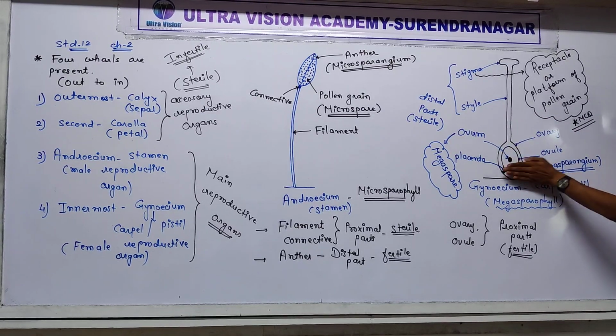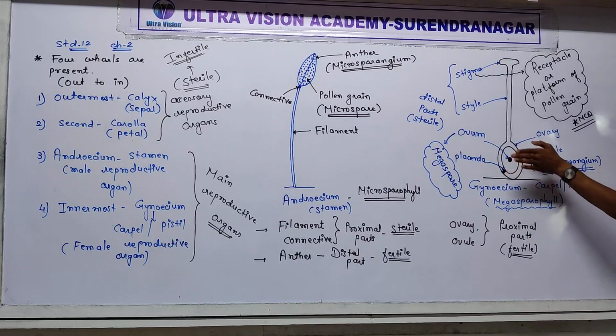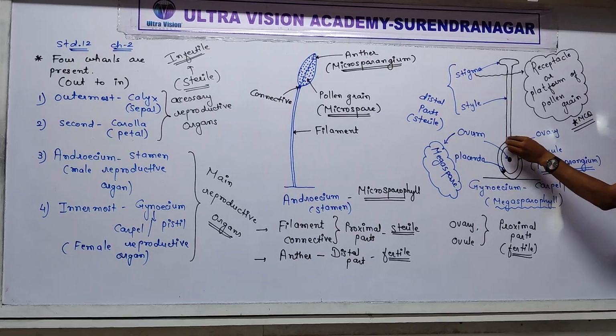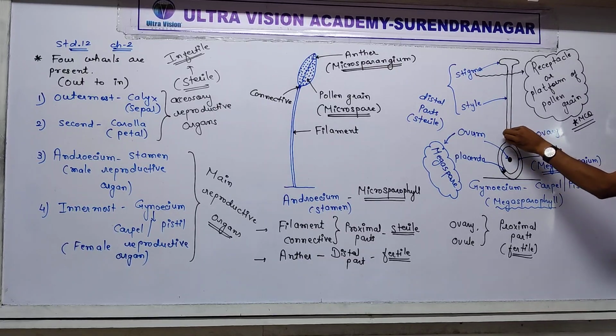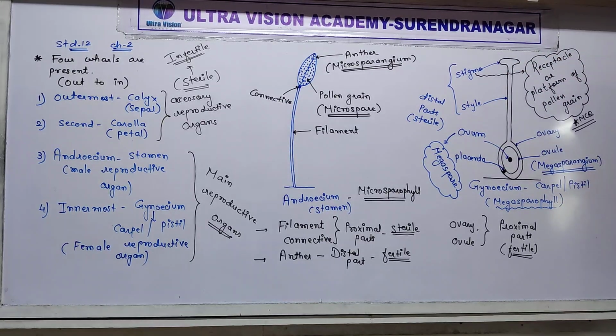But here the proximal part is fertile. So ovary, ovule, ovum, and this ovule is connected to the ovary, that is known as placenta. Okay, so this part is fertile, and then this is the distal part. The longitudinal structure is known as style, and just over that, the stage-like structure is known as stigma. Majority, you know that each and every pollen grain comes in contact with the stigma with the help of pollination. That's why the name is given there.